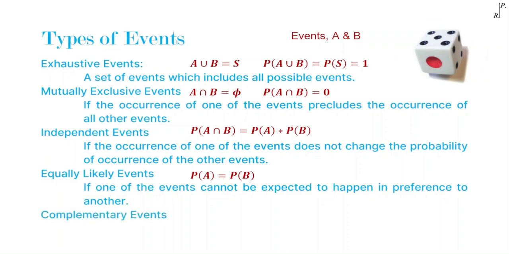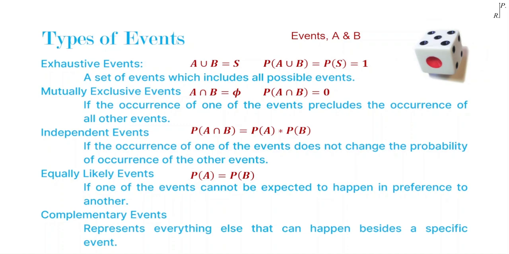Next is complementary events. It represents everything else that can happen besides a specific event. So let us say we denote event A prime as not happening of A. Then, the probability of not happening of A will be 1 minus probability of happening of A. So, this was about the various types of events.